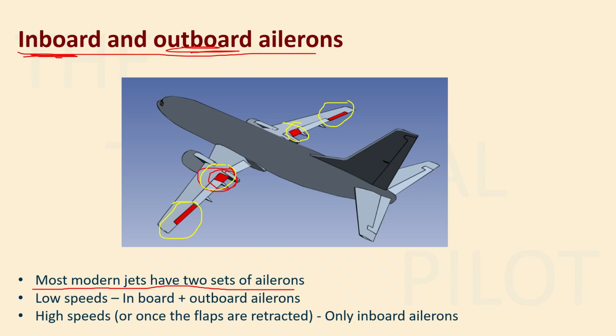So what is the purpose of these? At the lowest speeds you're supposed to use inboard and outboard both. You can use inboard and outboard ailerons together at lower speeds, right? But at higher speeds, you're supposed to use only your inboard ailerons, right? Whenever you're at high speeds, only use inboard ailerons. Why is that? It is very simple.